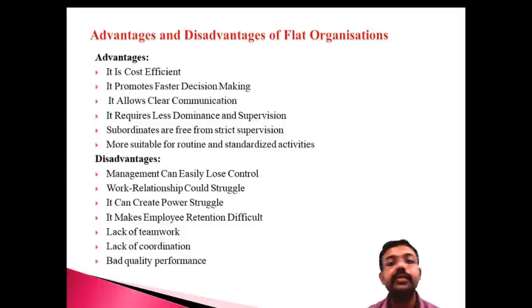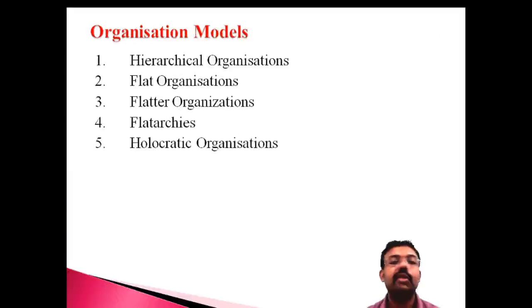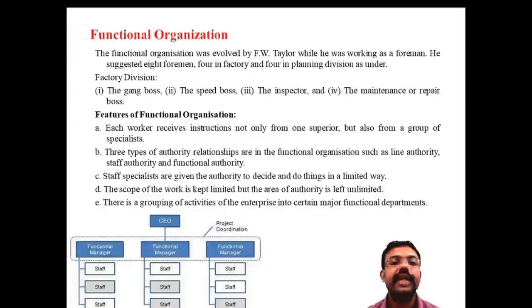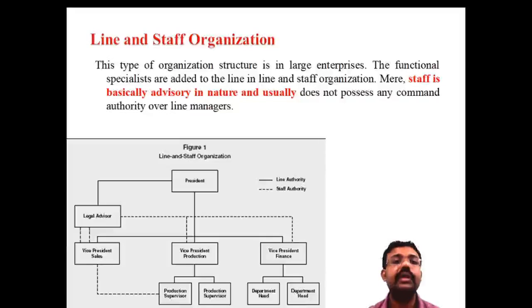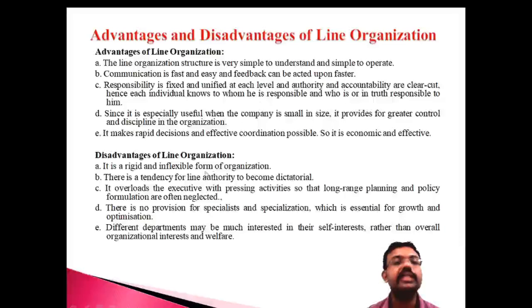Okay, let me conclude. First we discussed one of the important elements of the organization, that is, types of organization structure. There are mainly 3 categories of organization structure: line organization, line and staff organization, and functional organization. Line means there is a line of authority from top to bottom. That's a line organization. These are the advantages and disadvantages of the line organization.